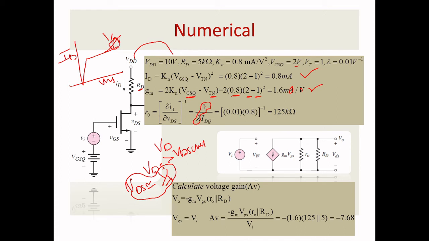I have taken the inverse for this. If you take the inverse, that is (lambda IDQ) to the power minus 1, which is the same as represented here. So (0.01 into 0.8) to the power minus 1, you will get 125 kilo ohm. Okay, so V0 equals minus gm VGS into R0 in parallel with capital RD.